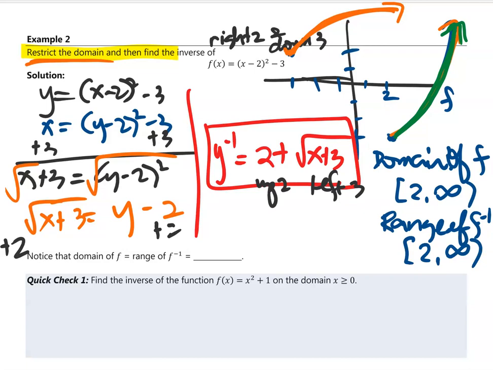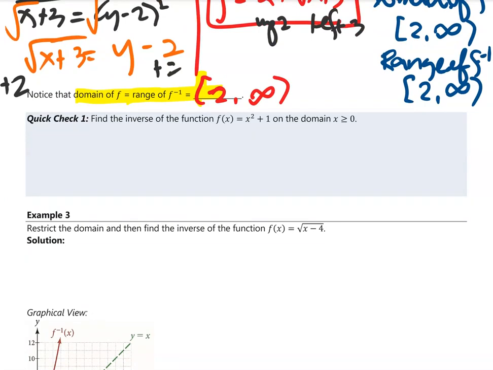Now, what's going to be the domain of f? Equals to the range of the inverse, we already answered that, which is from 2 to positive infinity. Okay. All right, next quick check. Find the inverse of the function f of x equal to x squared minus 1 and use a domain x greater than or equal to 0.